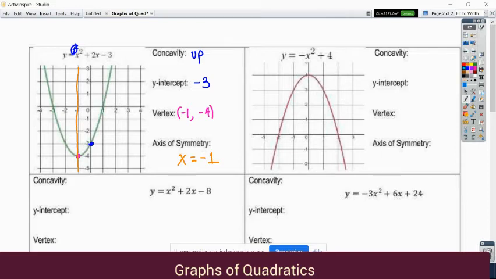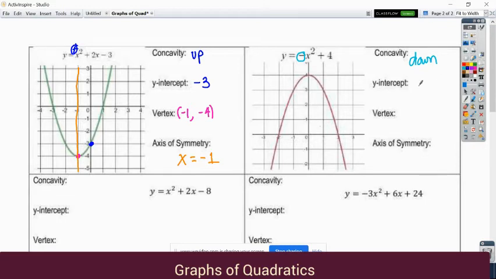Okay, welcome back. So for our concavity on this one, I hope that you noticed you had a negative sign on your x squared. That's going to indicate that we are concave down. That is why this graph opens downward, it's frowning.